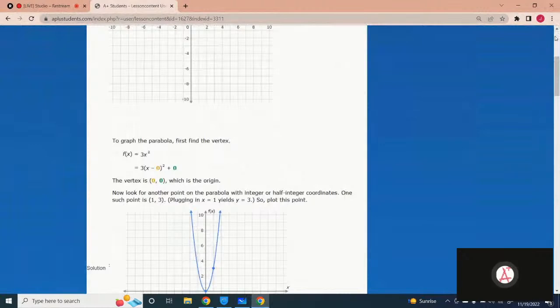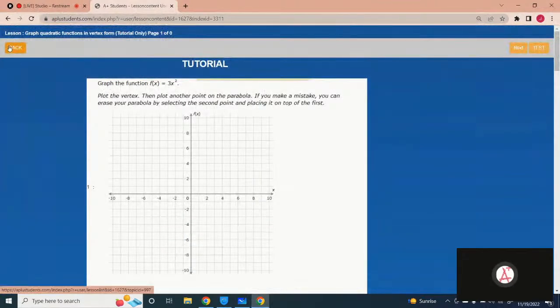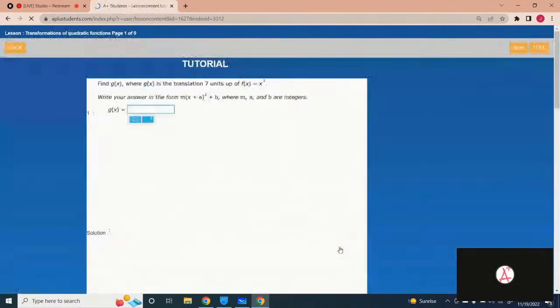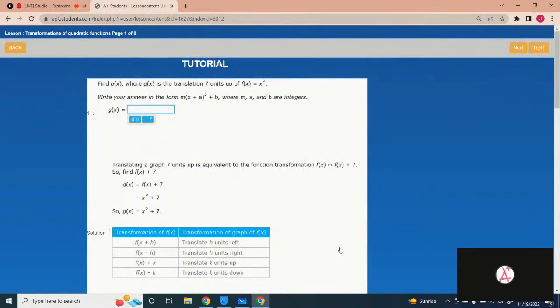Because this is just a tutorial. Got it? Already mentioned in the name, tutorial only. Okay, let's start with the next topic, that is transformations of quadratic functions. Find g of x where g of x is a transformation 7 units up of f of x equals x squared. Got it? So the function is x squared and 7 units up.